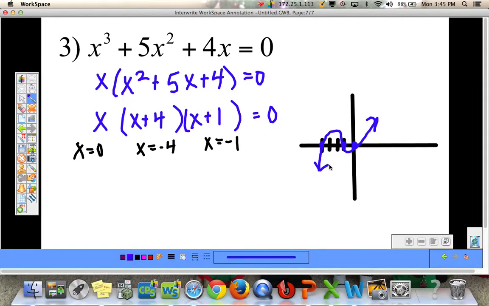It looks something like this, where you have the zeros. So here are our answers, and here's the graph.